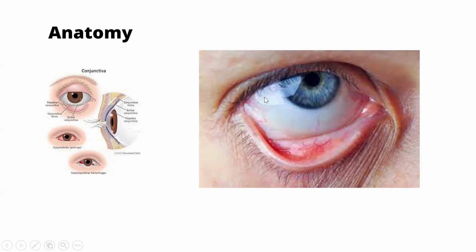Now, bulbar conjunctiva is very easy to see. When you see the eyes, you will see it. To look at the upper bulbar conjunctiva, you just have to lift the upper lid. To look at the lower part of the bulbar conjunctiva, pull down the lower lid. Lower palpebral conjunctiva is also very easy to examine. Just pull the lower lid, and you will see it. The fornix is also easy to examine.